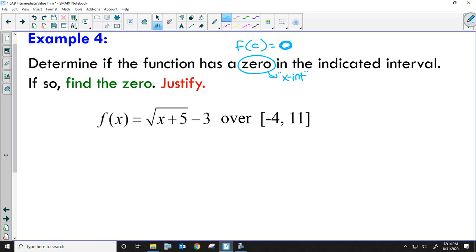So you're looking for, does f of c ever equal 0? Is there a c value that creates an output of 0? Okay, and we're going to have to justify. So we're going to have to do everything all formal.